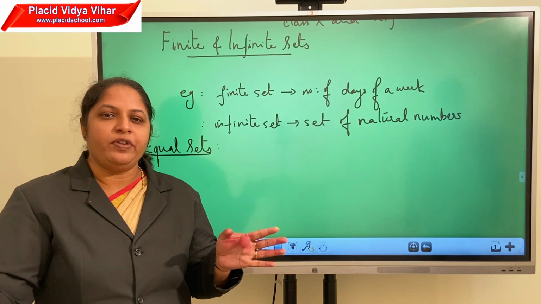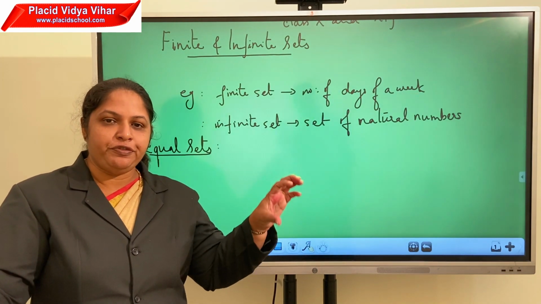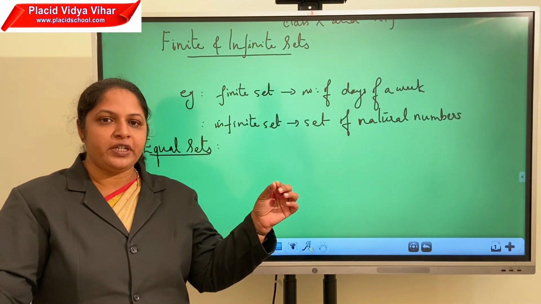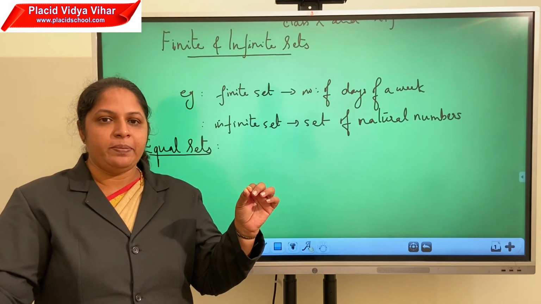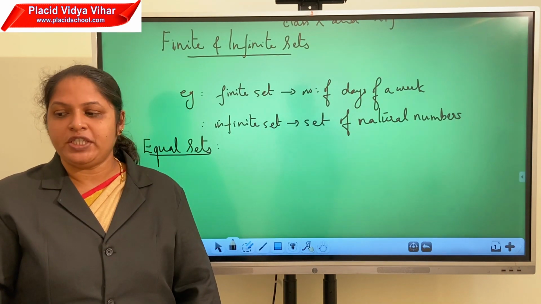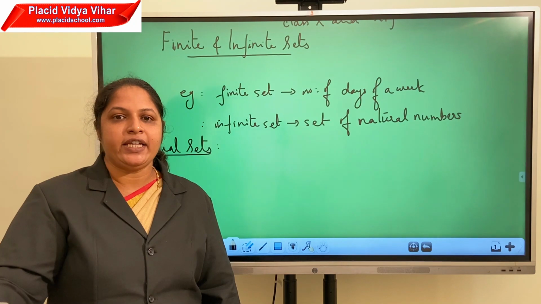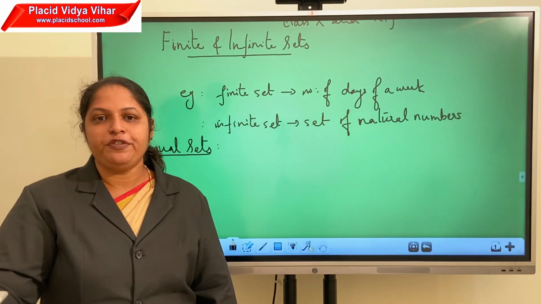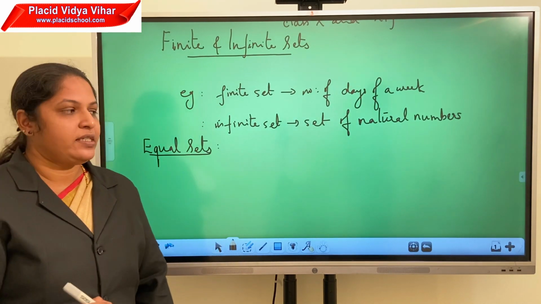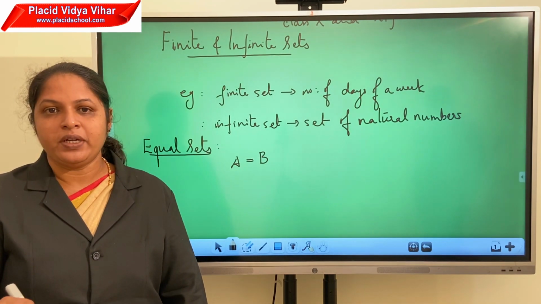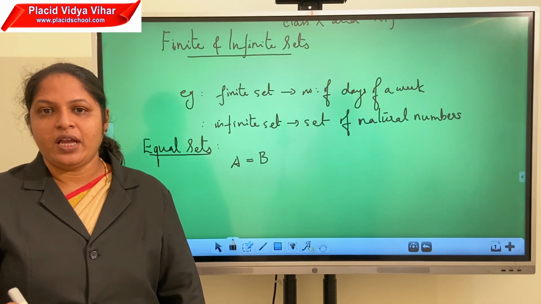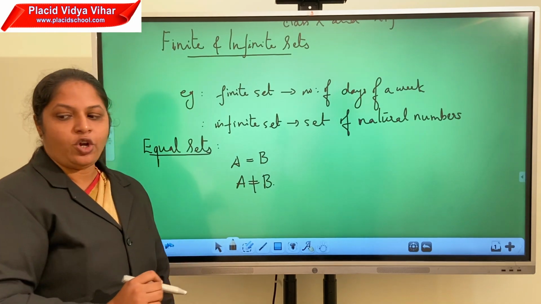When we compare two sets, every element of the first set should be there in the second set as well. That means every element in the first set should be an element of the second set as well. Then we can say that the two sets are equal. So write the definition. Two sets capital A and B are said to be equal if they have exactly the same elements and we denote it as A equal to B. Otherwise, the sets are said to be unequal and we write it as A not equal to B.